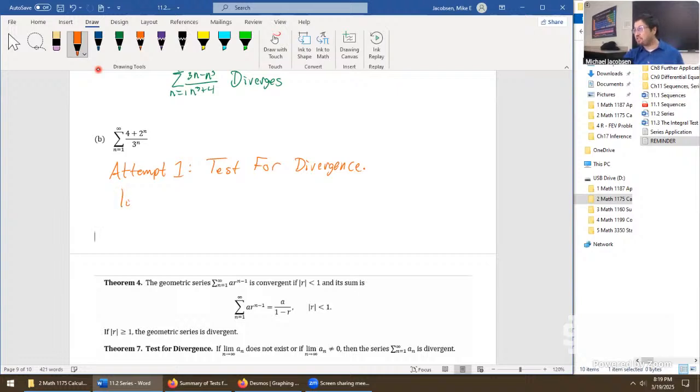So for test for divergence, we take the limit as n goes to infinity of (4 plus 2 to the power of n) divided by 3 to the power of n. The major reason why we're doing attempt 1 is not just to show what goes wrong. It's important to know what goes wrong. It's also to see how to do the limit if it went right. If this was a reciprocal, the test for divergence would have worked. The limit would have been infinity and we're done. So we need to see what goes wrong here by taking the limit.